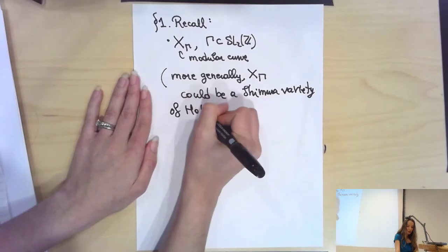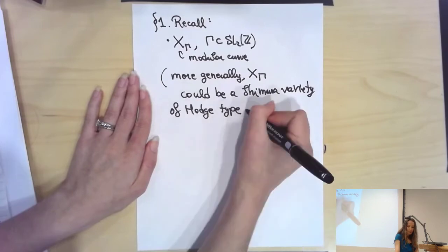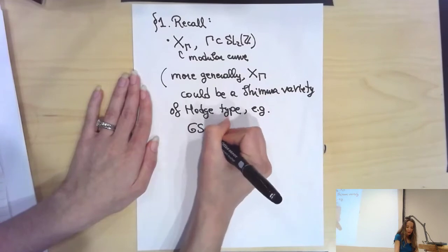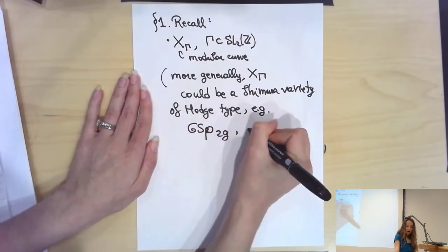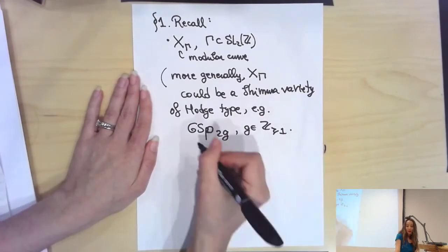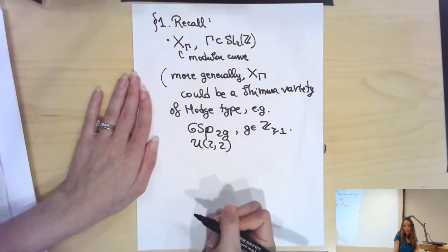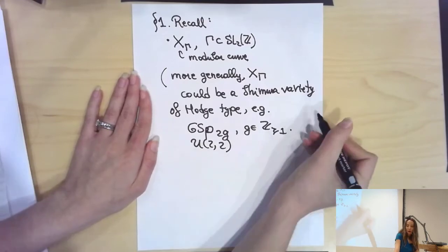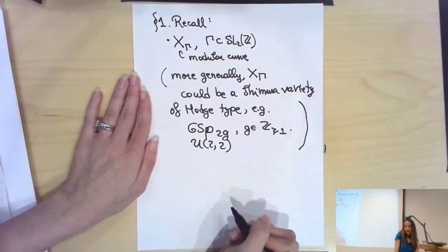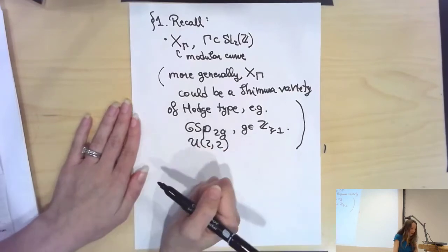So those are ones that admit a closed embedding into GSp2g. So one example to keep in mind is GSp2g itself. And the other example to keep in mind is this U(2,2) Shimura variety that was relevant for understanding SL2 or GL2 over an imaginary quadratic field. And maybe I'll point out that some things are harder to do in the higher dimensional case, and if we come to that, I'll mention it.